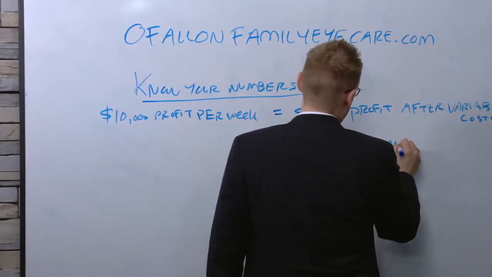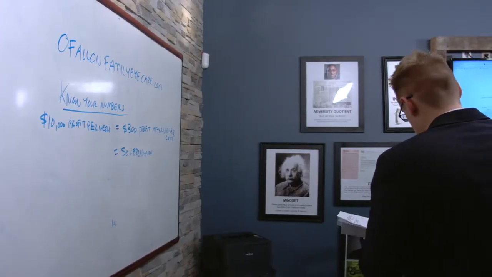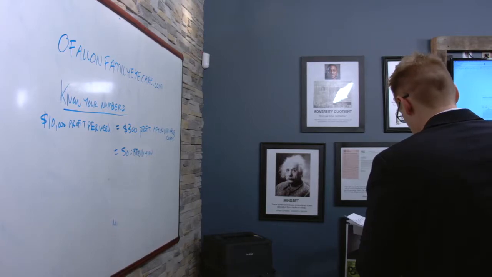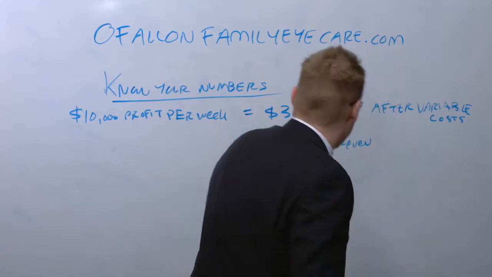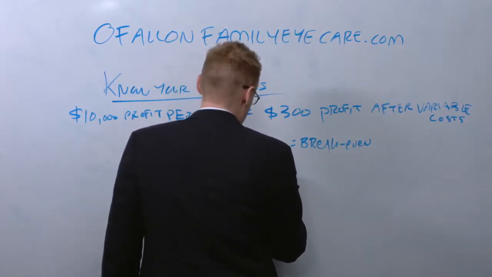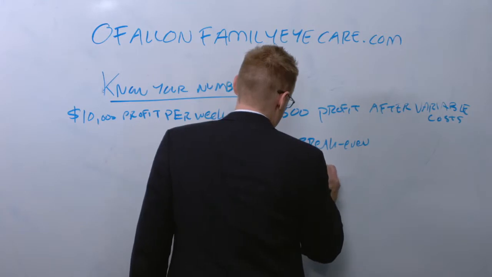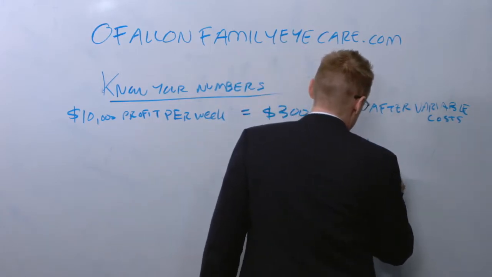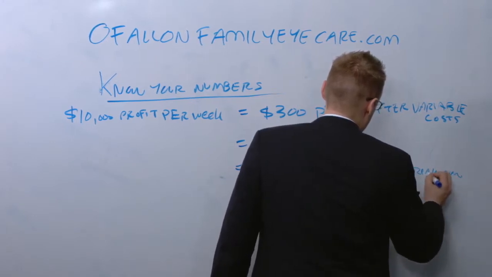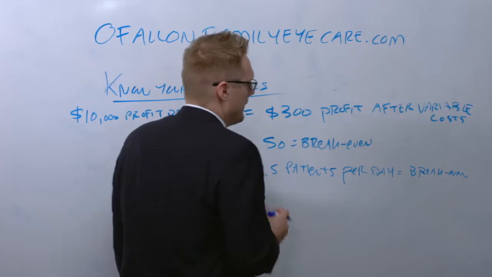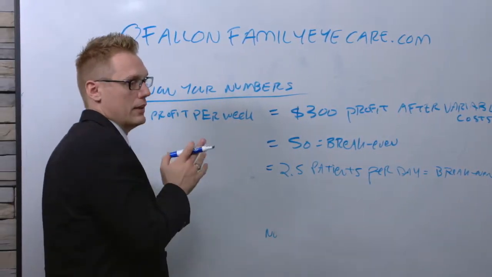How many days a week are you open? 5. Okay, so let's get into this. I'm going to take out my super calculator. If we have 50 to break even and you see patients 5 days a week, on an average month that's probably 20 days a month. So we need to see 2.5 patients per day to break even. Do you agree with that? That's pretty accurate.